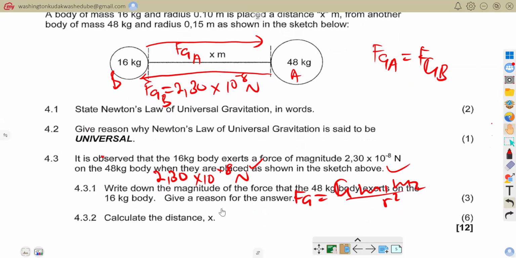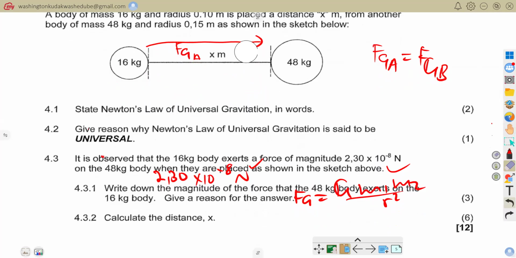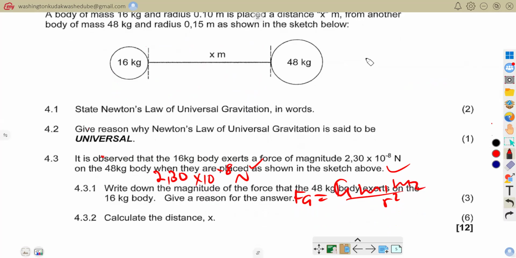Now let's hear the last one. They're saying calculate the distance x. Now we are supposed to calculate the distance x. How do we calculate that distance x? So in simple essence, the law that governs is saying Fg, which is the universal gravitational force, the force of gravitational attraction that is exerted by this object towards this, as well as the one exerted by this object towards that, is given by G m1 m2 over r squared.